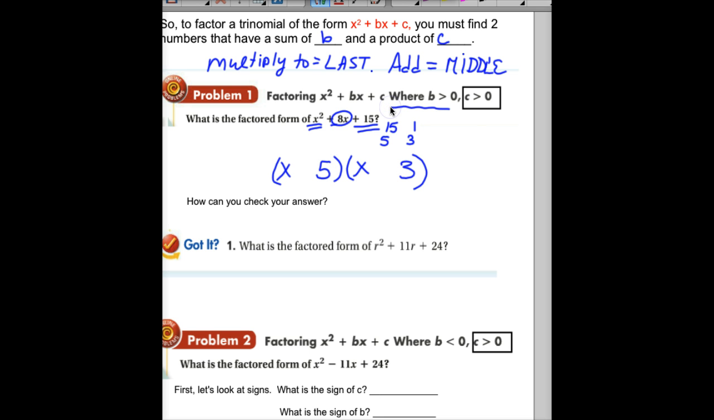You might say, what's this mean? This means B is bigger than 0, C is bigger than 0. So what this means is everything's positive. Those are the easiest kind because I can do both pluses.